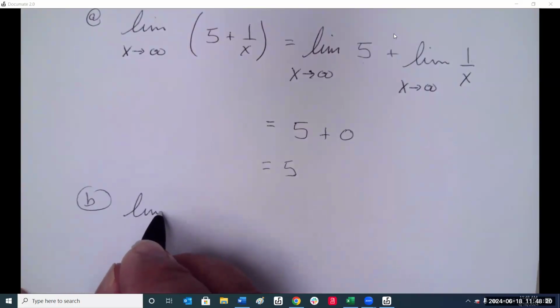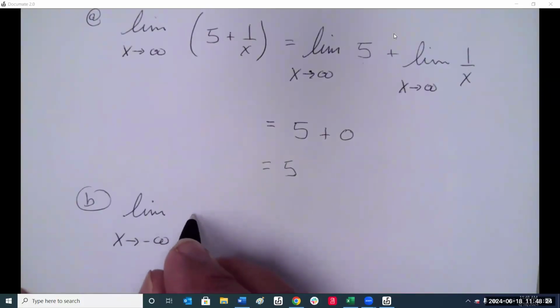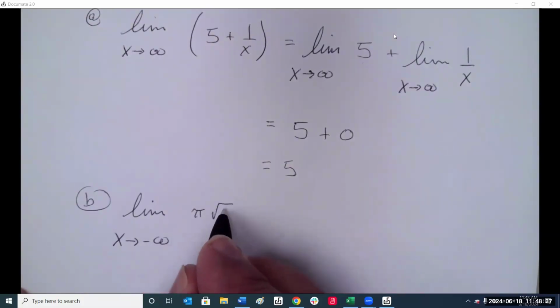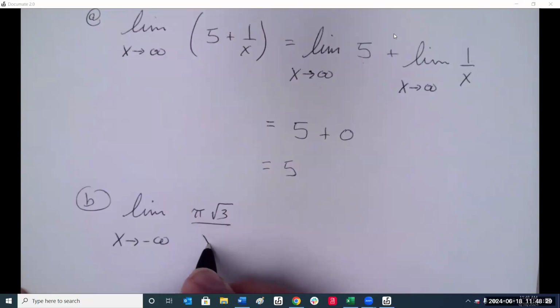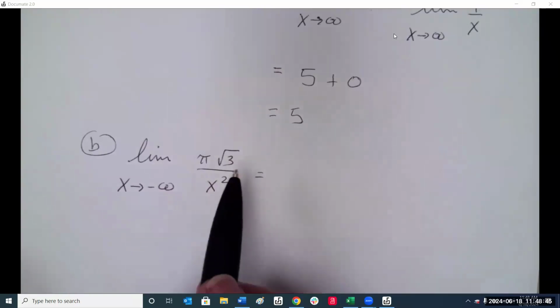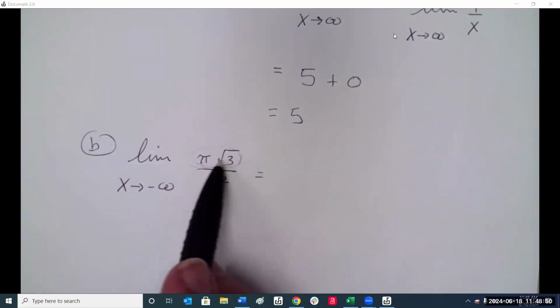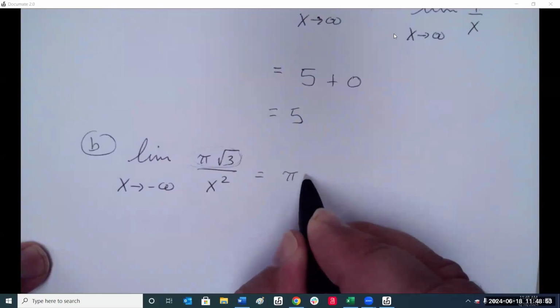B, the limit as x approaches negative infinity of pi radical 3 over x squared. Think of our properties here. Because this is a constant, there's no x up there, so it can go out in front.